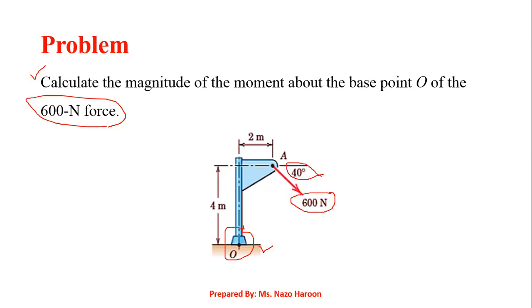So this means that you have to find out the resolution of this force. You cannot simply solve by multiplying the 600 Newton force with the moment arm, right? Now you have the force which is inclined, and the angle of inclination is also given, that is 40 degrees. So let's see how you're going to resolve this 600 Newton force into its consequent components.